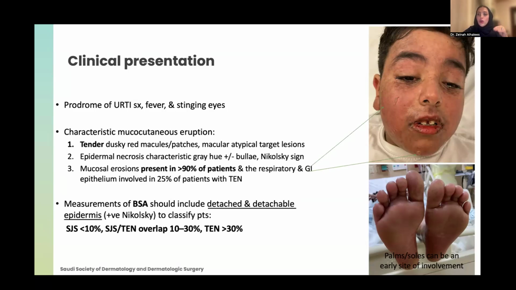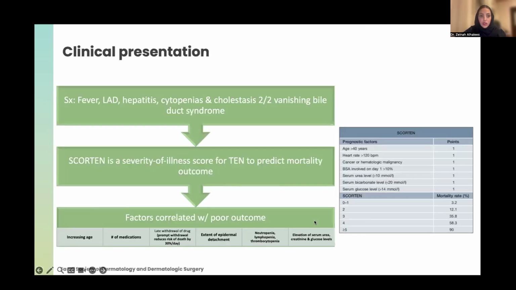This skin is an impending detachment, basically. If it's less than 10%, I think Aisha already mentioned it, then that's SJS. If it's 10% to 30%, this is SJS-TEN overlap. And if it's more than 30%, then this is what we call TEN. And actually, palms and soles can be an early site of involvement, as you can see with this patient.